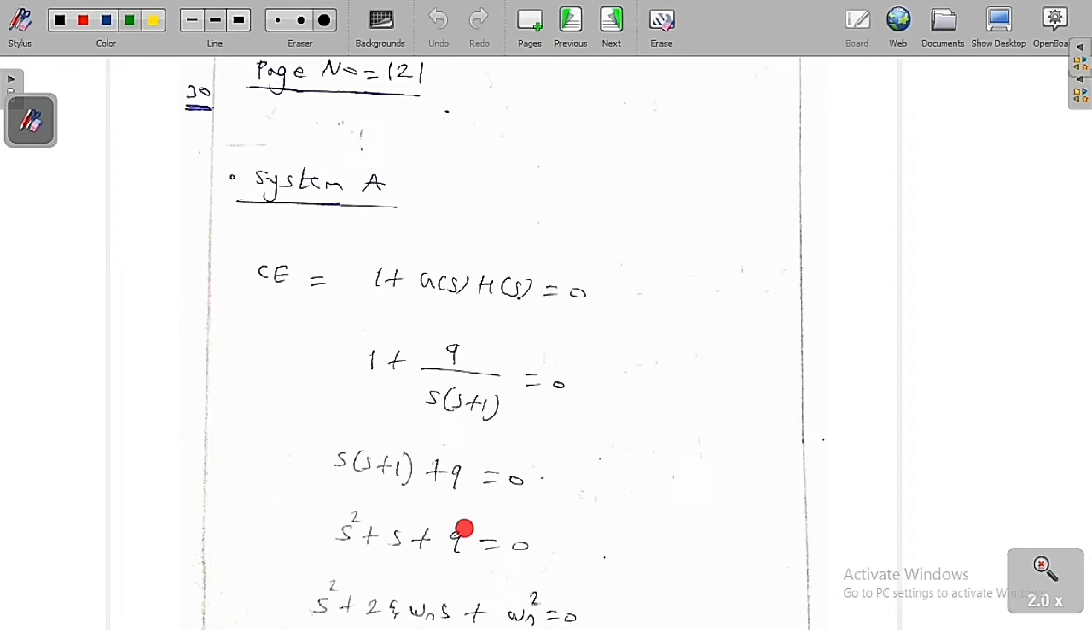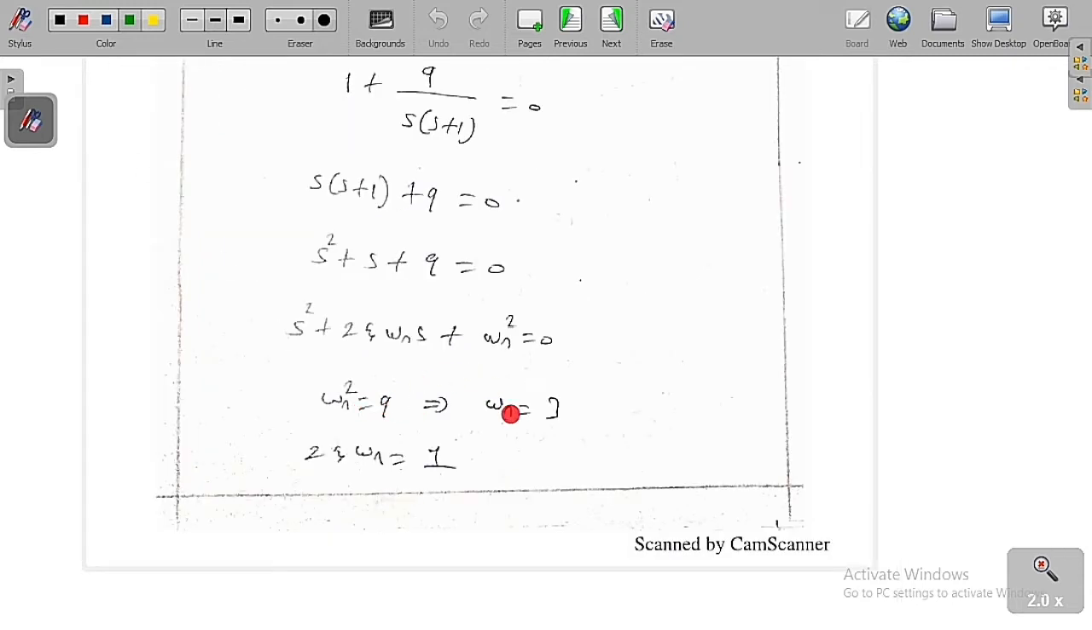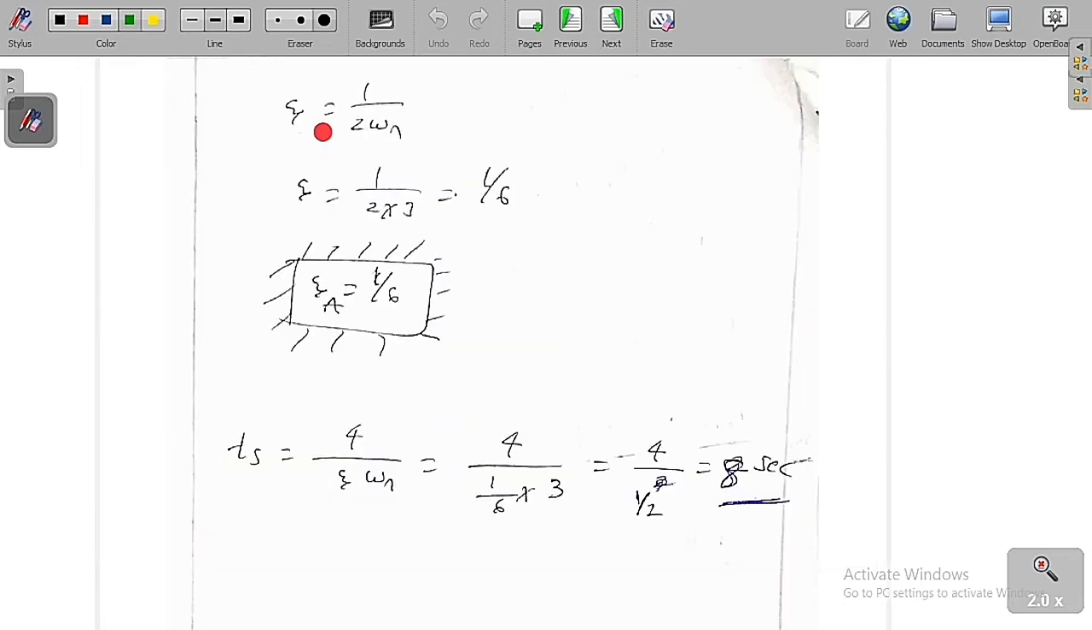If we compare with the standard second order characteristic equation, s square plus 2 zeta omega n s plus omega n square, then by comparing these two equations we get omega n square is equal to 9 and 2 zeta omega n is equal to 1. So omega n square is equal to 9, therefore omega n is equal to 3. 2 zeta omega n is equal to 1, so zeta is equal to 1 by 2 omega n. Omega n is equal to 3. If you substitute here, we get the damping ratio of the system A, which is 1 by 6.